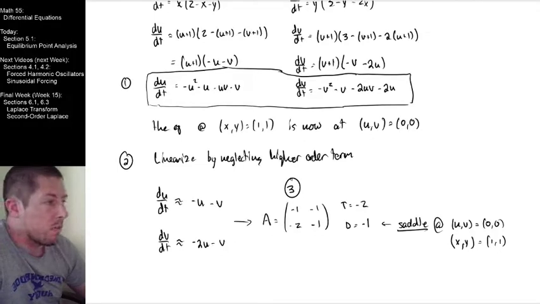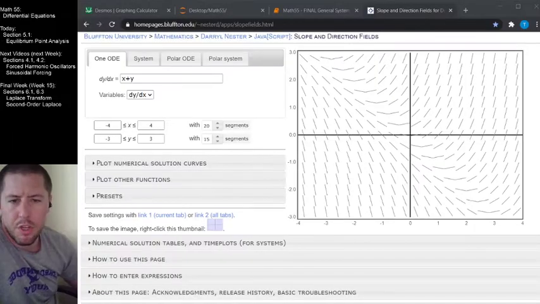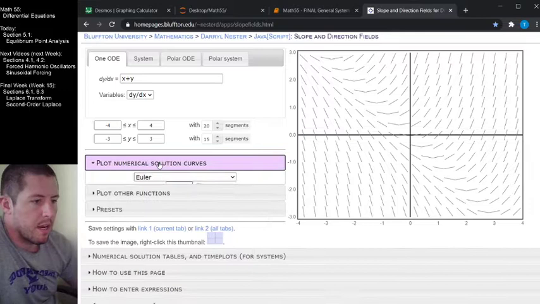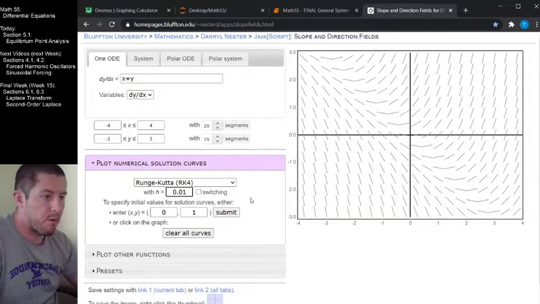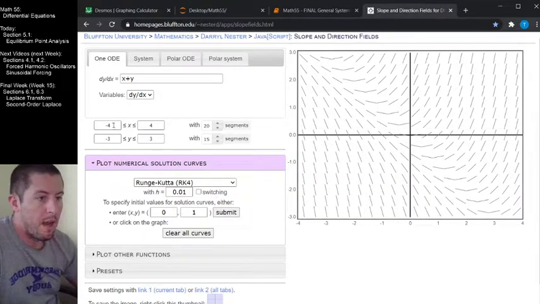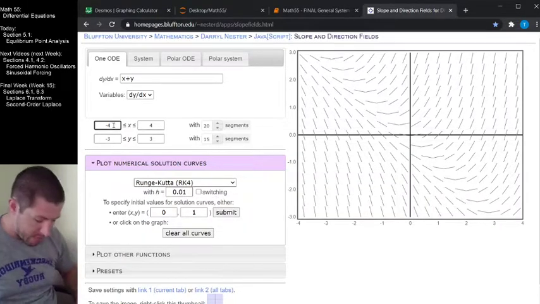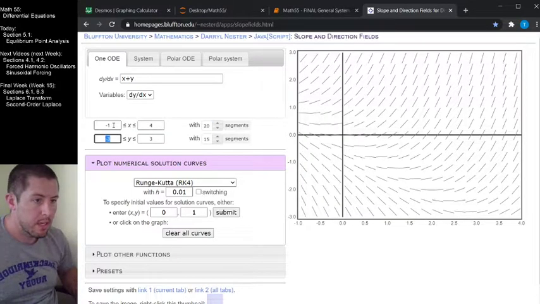For this particular one, just because I don't want to screw around with my initial conditions, I am going to use Bluffton to look at this guy right here. But we'll use Python for most of the rest of the ones today. So I've learned my lesson. I'm going to set this to RK4, 0.01.